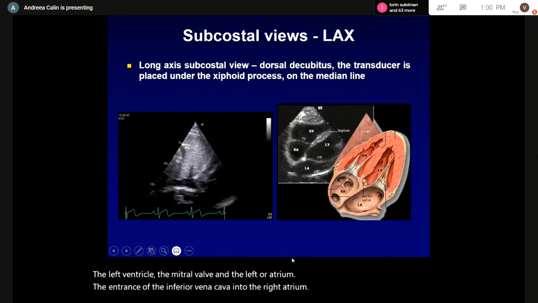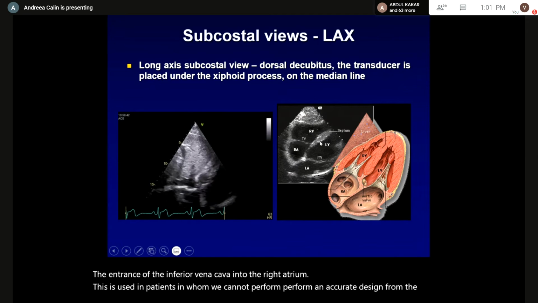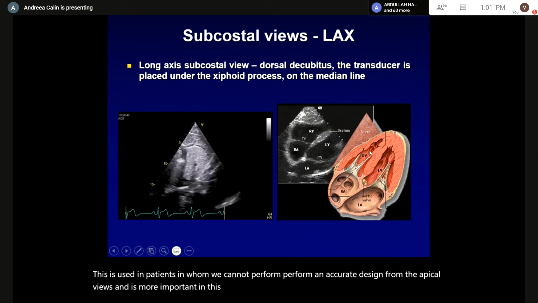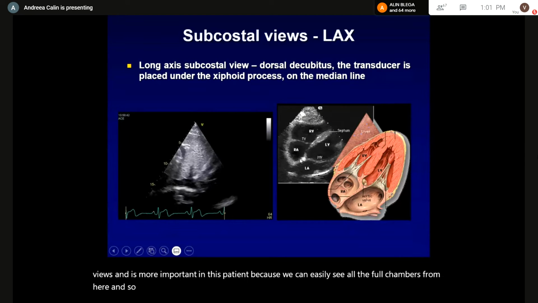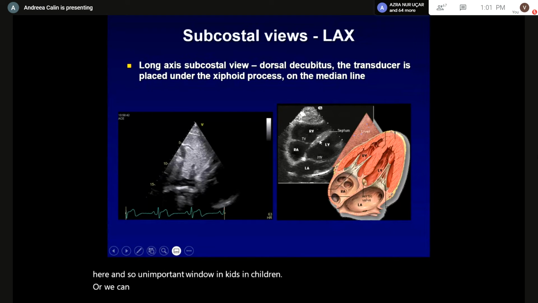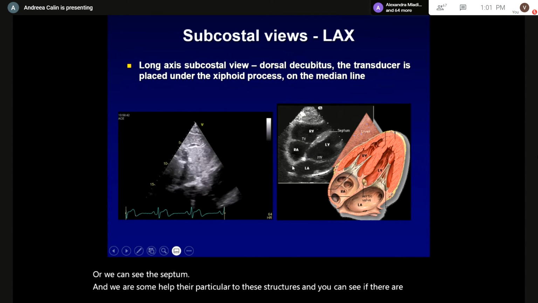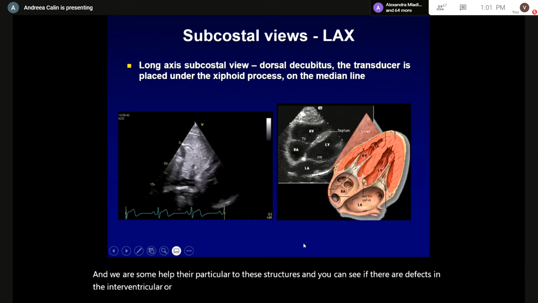This is used in patients in whom we cannot perform an accurate exam from the apical views, and it's more important in these patients because we can easily see all the 4 chambers from here. And it's also an important window in kids, in children. We can see the interventricular septum, the interatrial septum, and we are somehow perpendicular to these structures, and we can see if there are defects in the interventricular or interatrial septa from here.